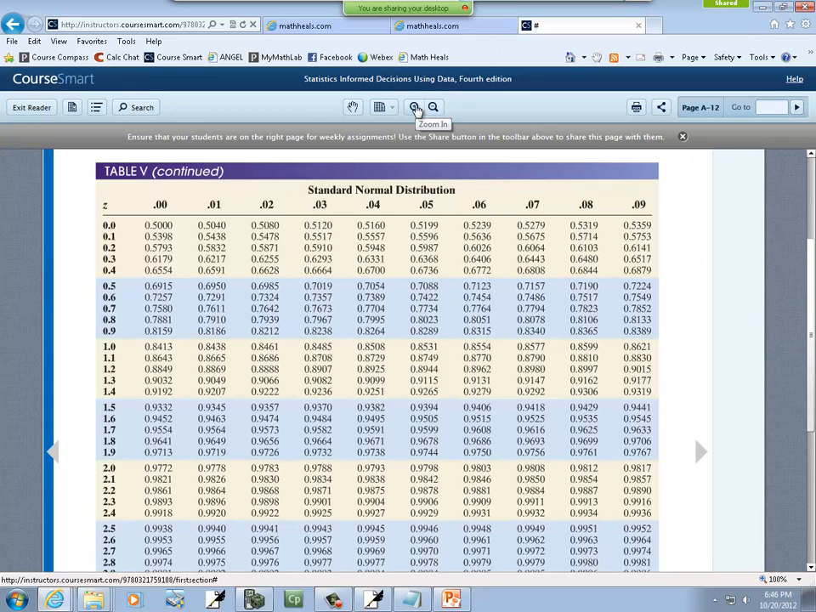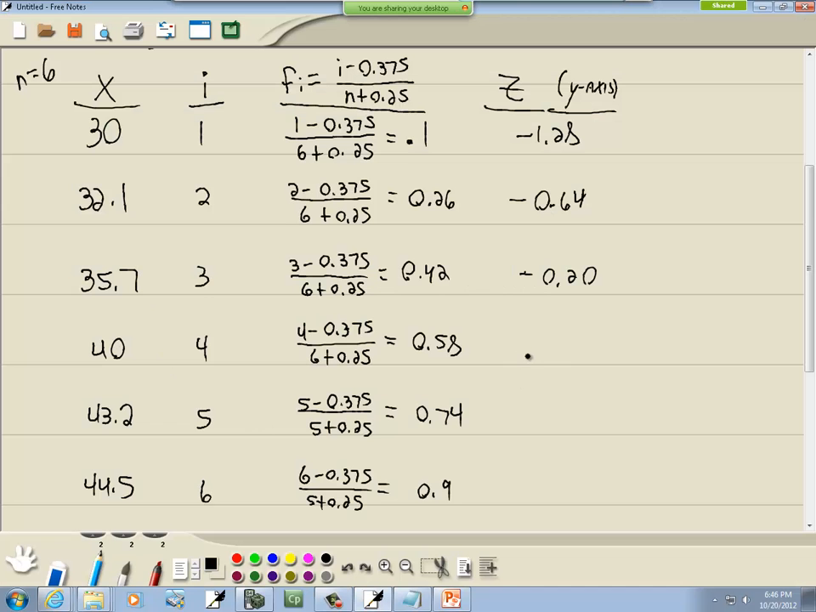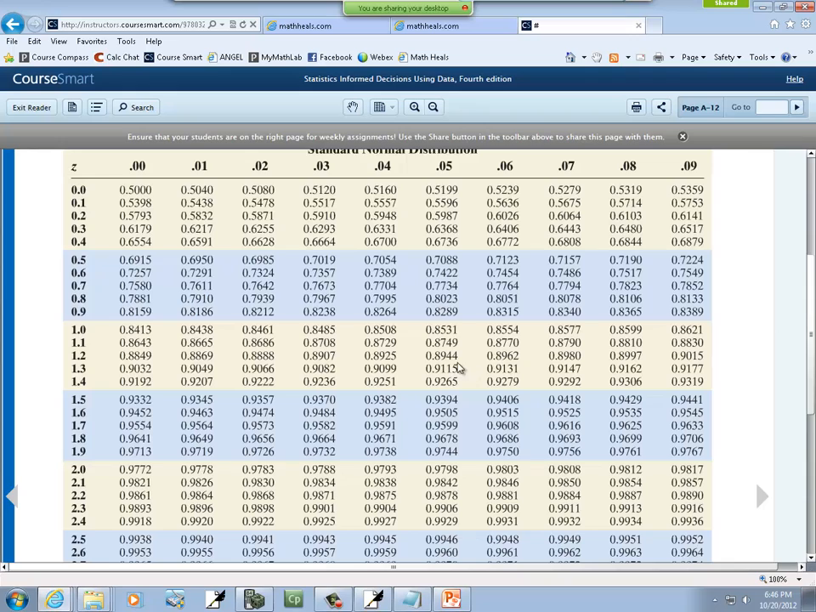If I made it bigger, maybe I might actually be able to see something. Let's try that. 0.58. Here's 0.5832, and here's 0.5793. The 0.5793 is closer, so we'll get 0.20. 0.74, 0.7422, or 0.7389. This one's closer, isn't it? 0.0011 off. So that would be 0.64.